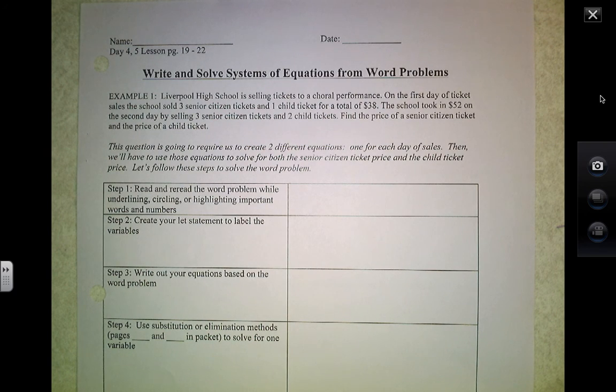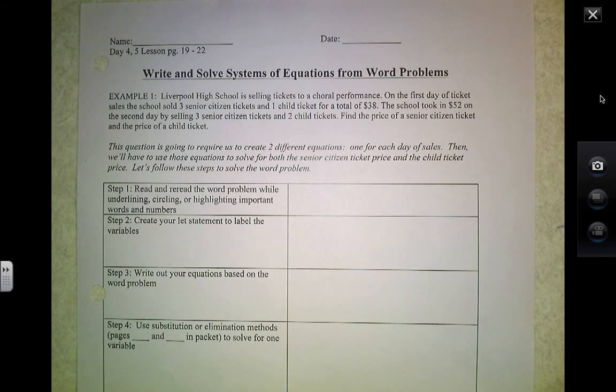Hi guys, this is your lesson on writing and solving systems of equations from word problems. So what we'll be doing is problem solving and writing a system of equations, and then using the methods that we've learned over the past few classes to solve the systems, and those methods will be substitution and elimination. We do not solve word problems with graphing unless we are asked specifically to use graphing.